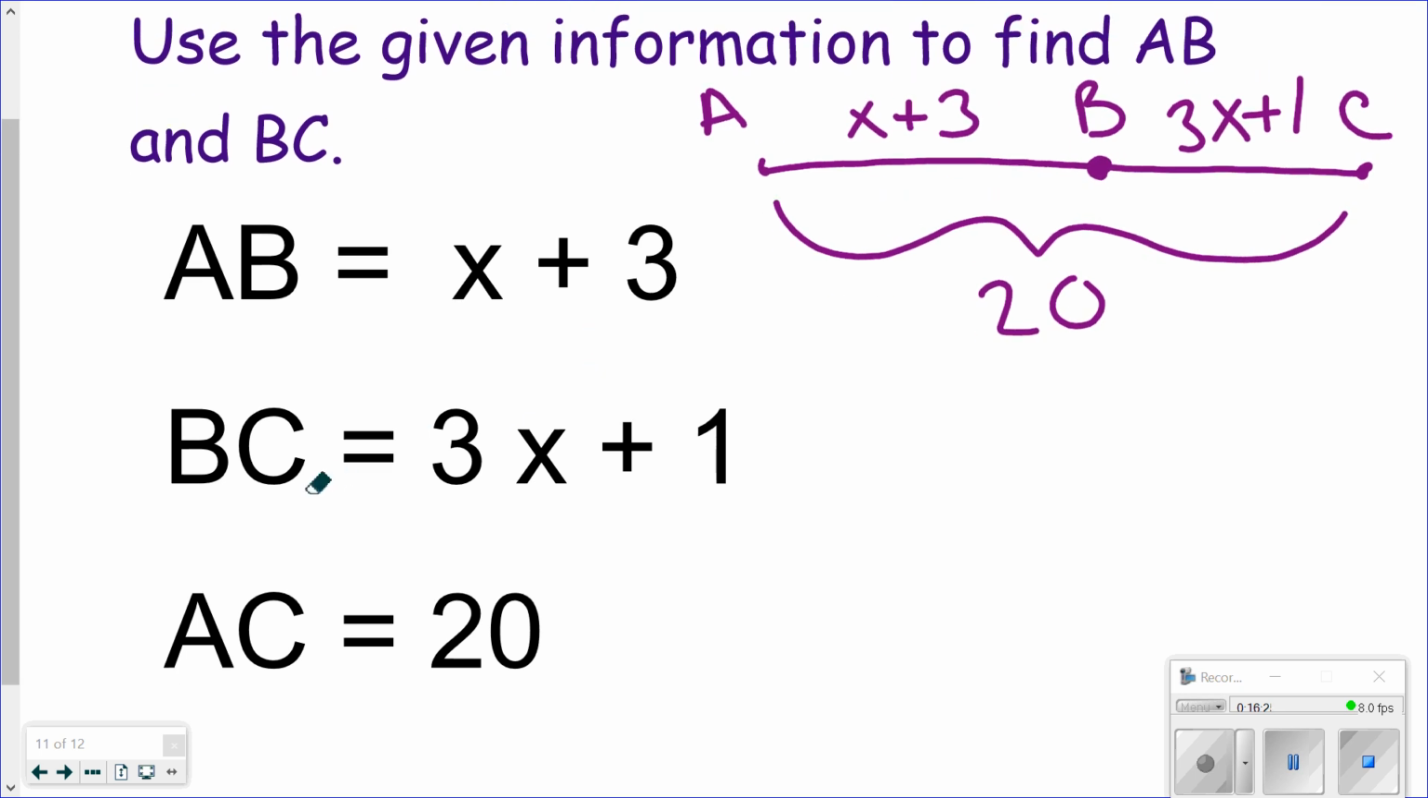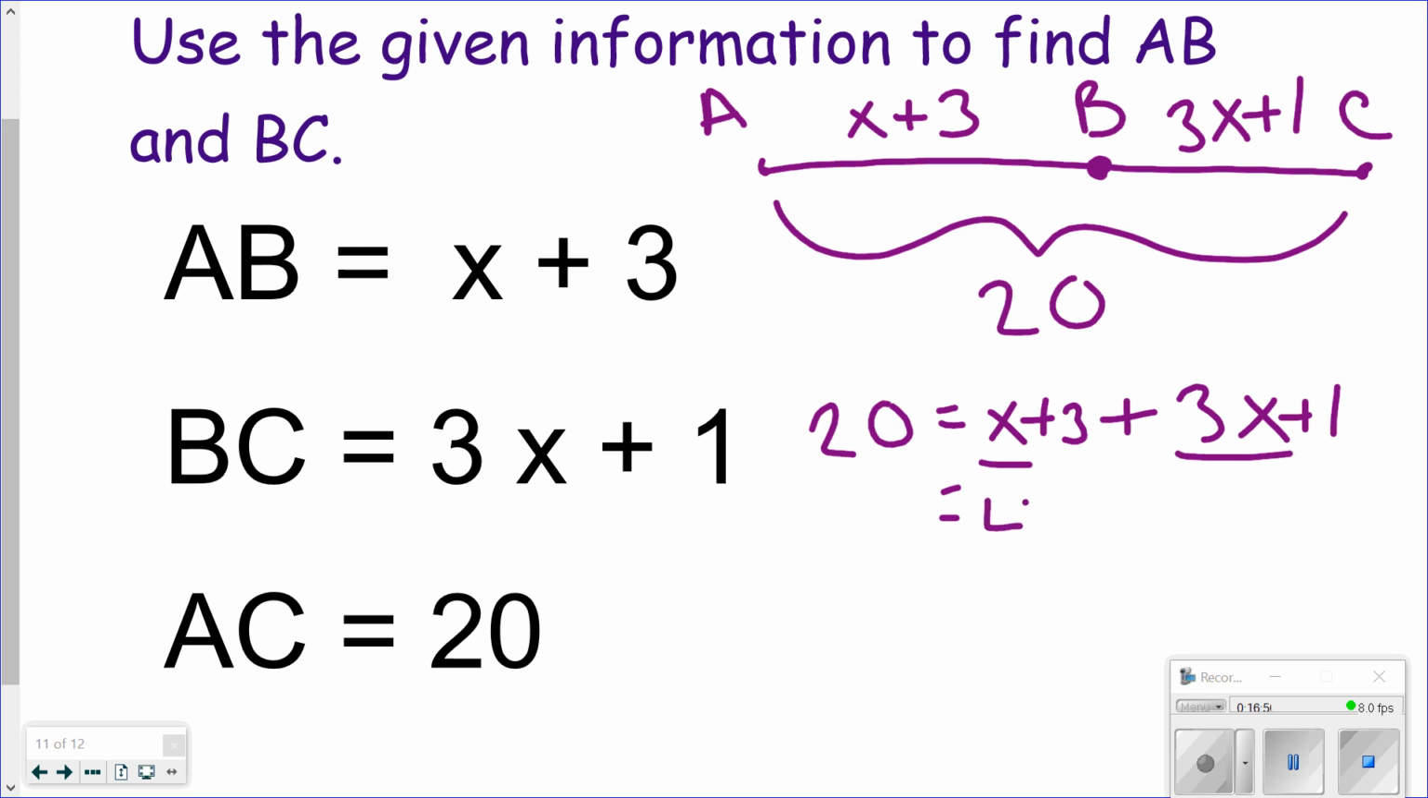All right, so let's set up our equation. 20, because 20 is the entire segment AC, is equal to AB. Well, AB is equal to x plus 3, plus my other segment, BC. Well, BC is equal to 3x plus 1. Combine like terms: 1x plus 3x is 4x. 3 plus 1 is 4. So 20 is equal to 4x plus 4.